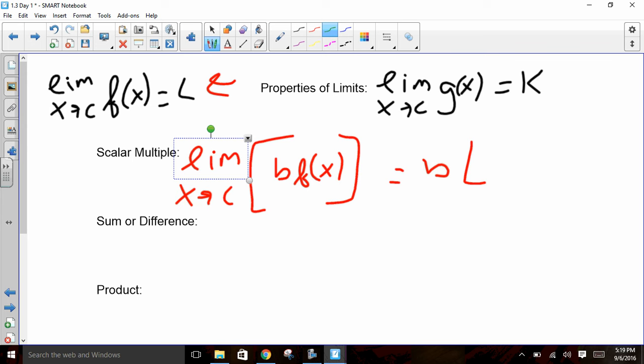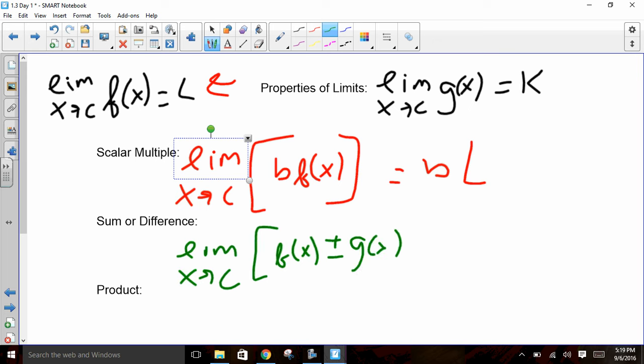So say I'm finding the limit as x approaches c of f of x, either plus or minus g of x. Now it does not matter which. Say I'm adding f of x and g of x, or I'm subtracting them. It does not matter which one. Then it is the same thing as saying my limit value plus or minus the other limit value.